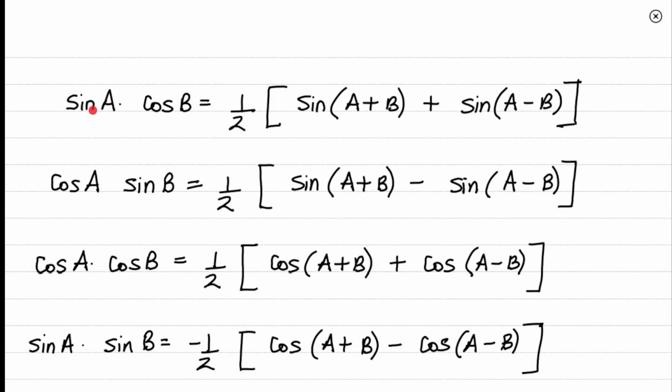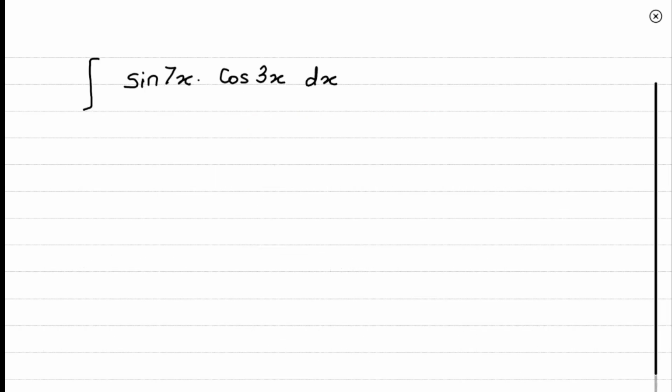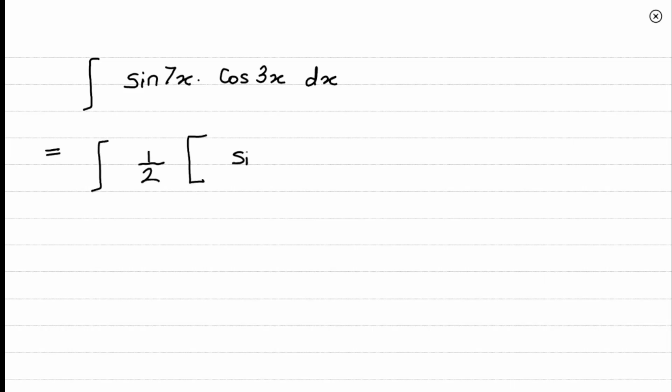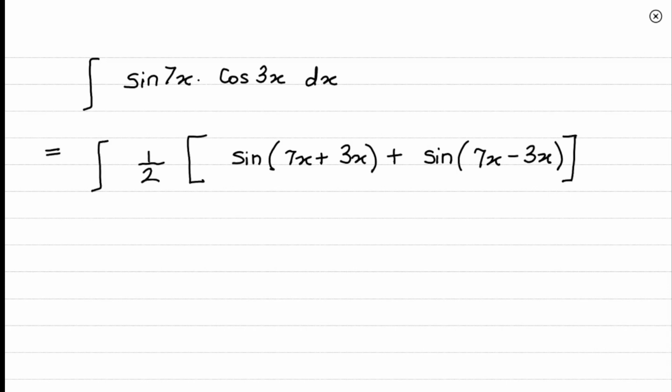In this case, I have sine A times cos B. So the formula is half sine of A plus B plus sine of A minus B. So I can apply that formula over here. Remember, this is my angle A and this is my angle B over here. Okay, so I can apply the formula. So I have integral of, the formula is half sine of A plus B, so 7x plus 3x, plus sine of A minus B, so 7x minus 3x. Let's close that bracket, and obviously we are integrating with respect to x.